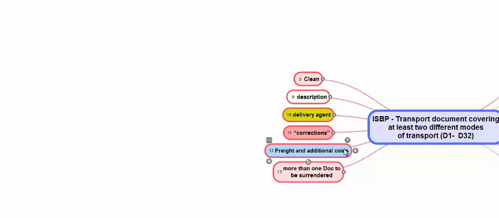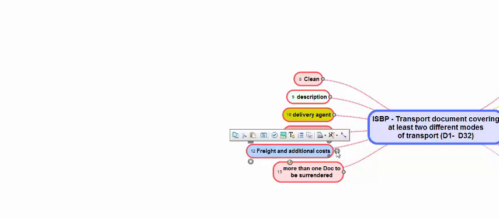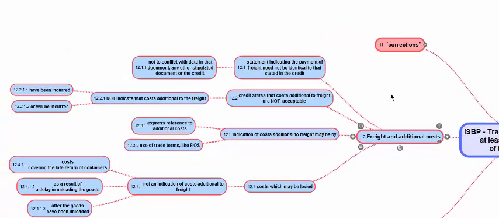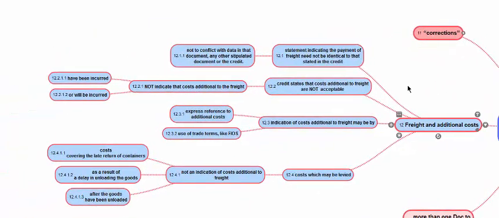Freights and additional cost. Regarding freights and additional costs, normally the credit will say costs additional to freight will not be allowed. The credit says this because if the bank had to take over the transport document and the goods covered by it, it would have additional liability over and above what it envisaged when issuing the credit. That is why banks write that costs additional to freight are not allowed. Also, the applicant would have had a particular budget when the underlying contract was signed, and if additional costs come up, they could be in trouble because of budget overshoot.